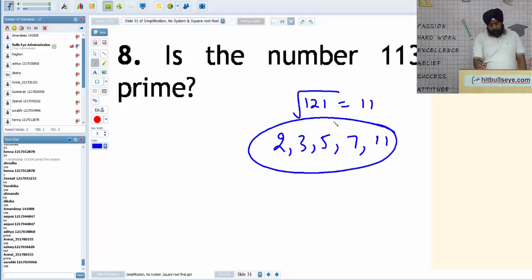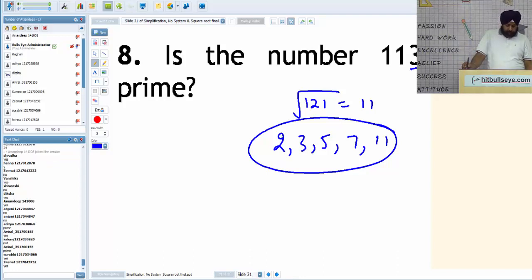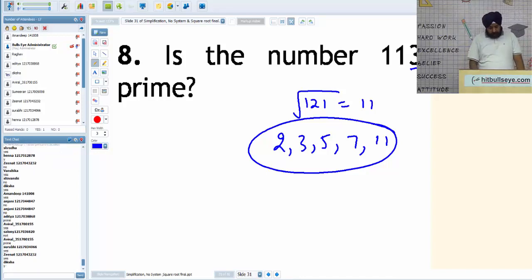So the number is not divisible by 2, it's odd. It's not divisible by 3. It is not divisible by 5 or 7, or 11. So it's a prime definitely. I hope you understand the concept. Take the square root nearest, it's 11. Check the numbers less than or equal to 11. If it is not divisible by those prime numbers, then that is the way of finding whether a number is prime or not.